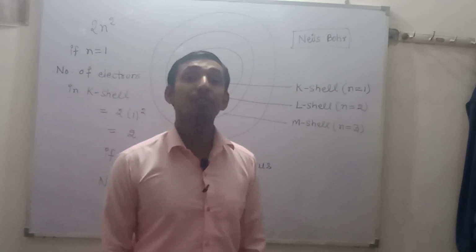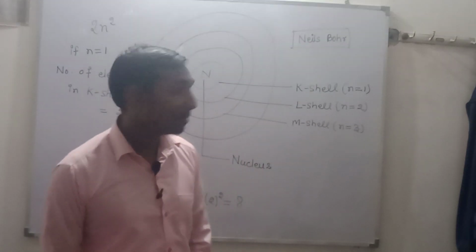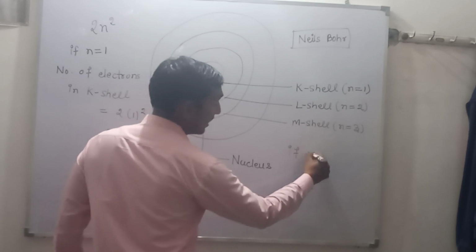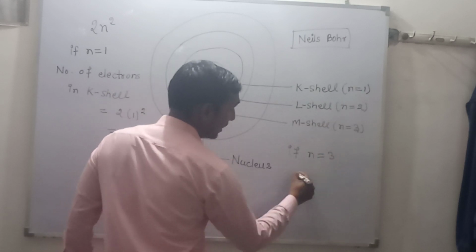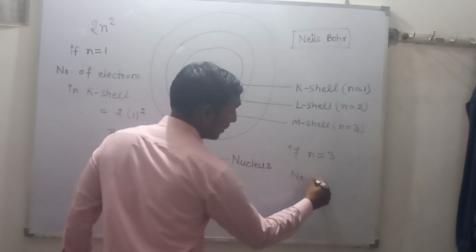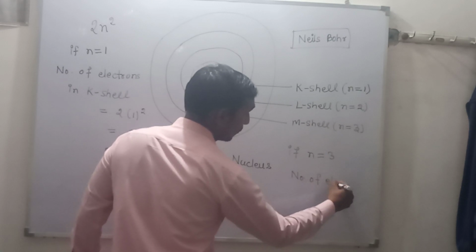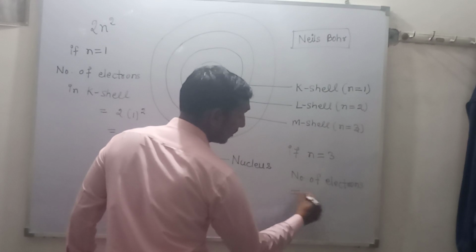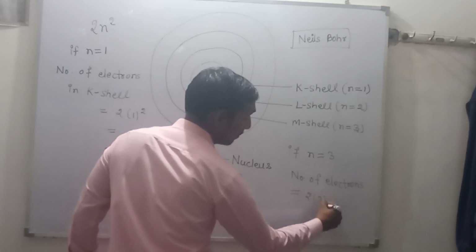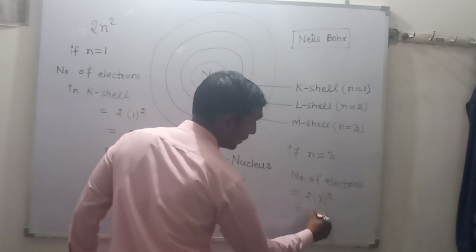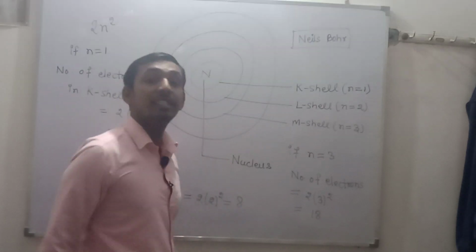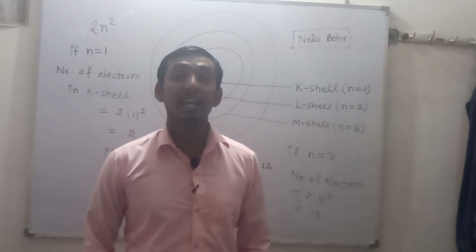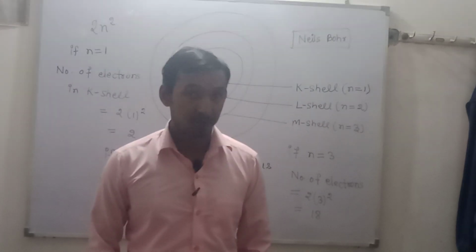After that we will talk about the next shell, the M shell. If n is equal to 3, then the number of electrons it can accommodate is 2 times 3 to the power 2, which is equal to 18. So in the M shell a maximum of 18 electrons can be accommodated.